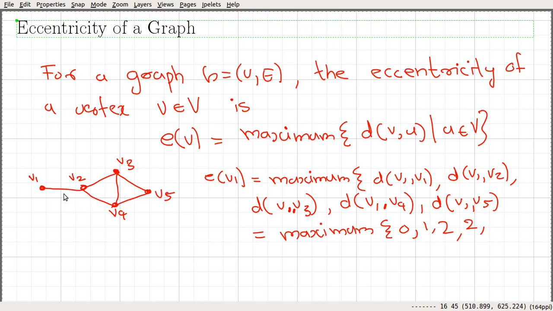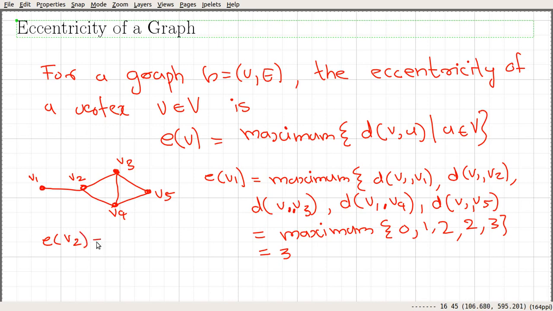You can see that there are many paths between v1 and v5, and the distance is nothing but the shortest distance between v1 and v5. The shortest path is v1 to v2, v2 to v3, and v3 to v5. So the distance is 3. So the eccentricity of v1 is the maximum among all these, and that is nothing but 3. Similarly you can find the eccentricity of all other vertices.